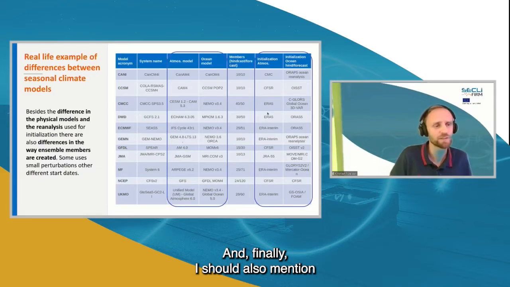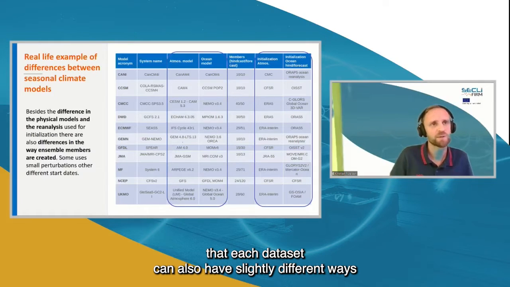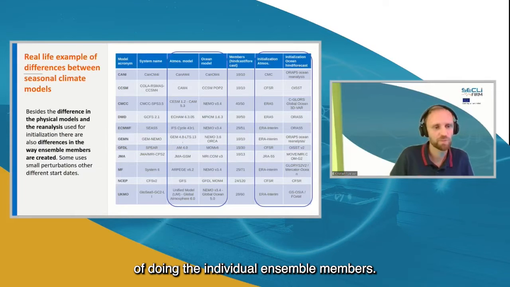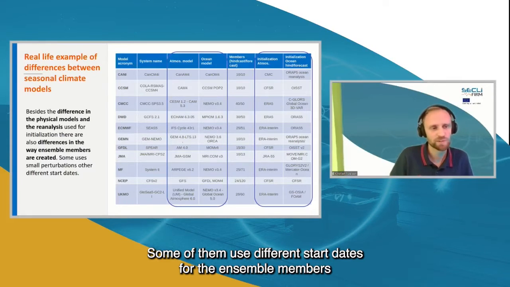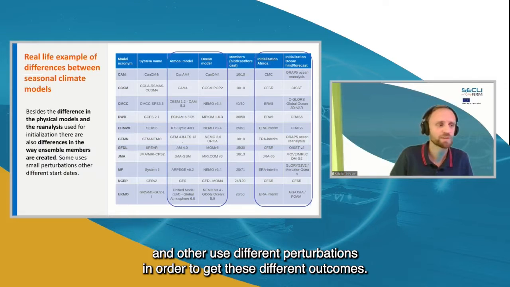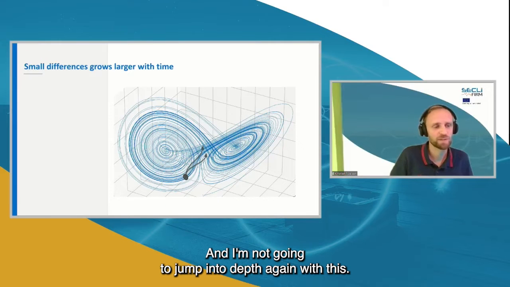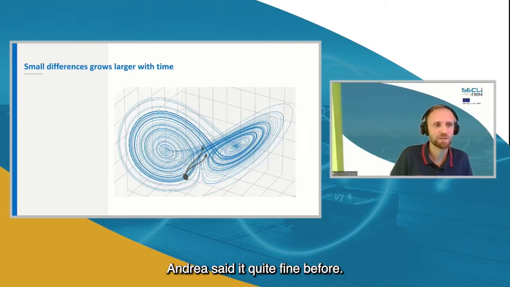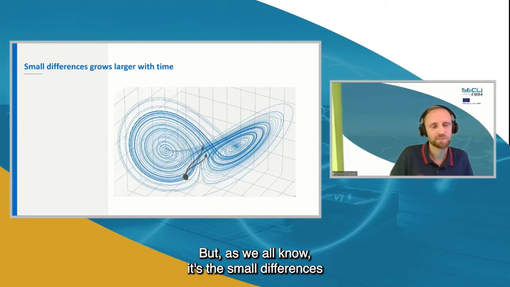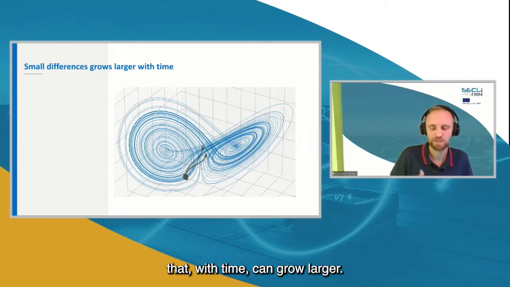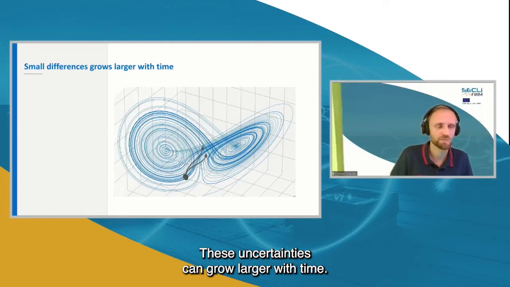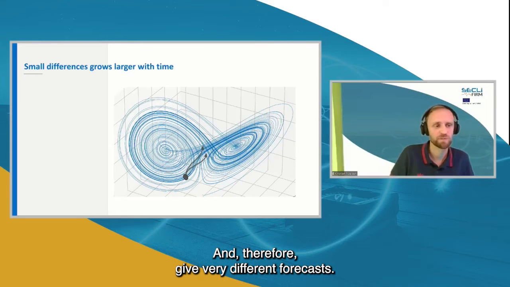And finally, I should also mention that each data set can have slightly different ways of doing their individual ensemble members. Some of them use different start dates for the ensemble members, and others use different perturbations in order to get these different outcomes. I'm not going to go into depth again with this. Andrea said it quite well before, but as we all know, it's these small differences that with time can grow larger. These uncertainties can grow larger with time, and therefore give very different forecasts.